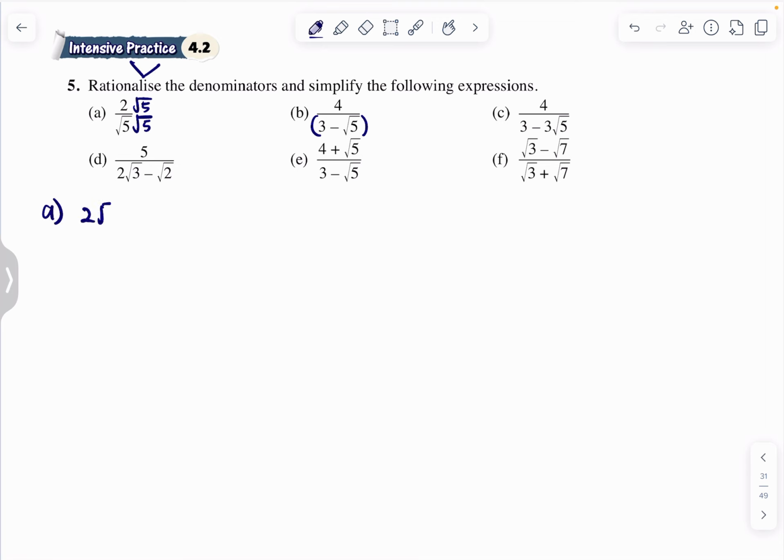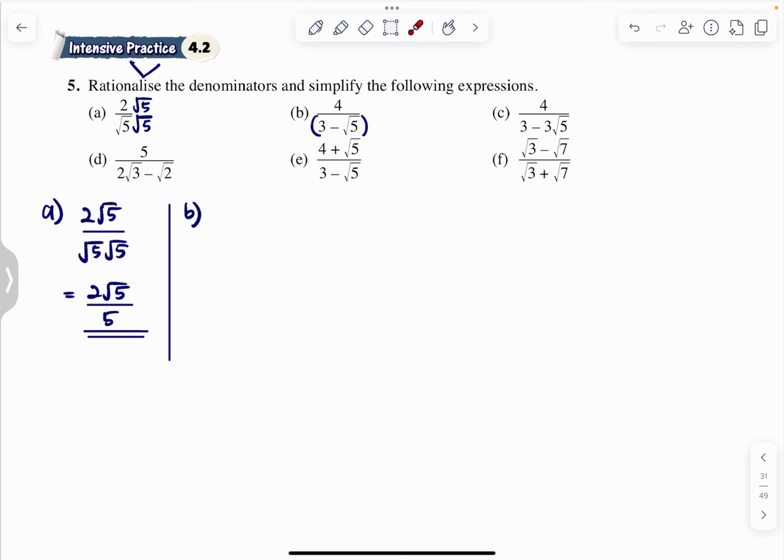So we have 2 surd 5 over surd 5 times surd 5. So 2 surd 5. Surd 5 times surd 5 is just 5. Then we can't simplify this further, so this will be our final answer. Done. Okay, let's look at B.